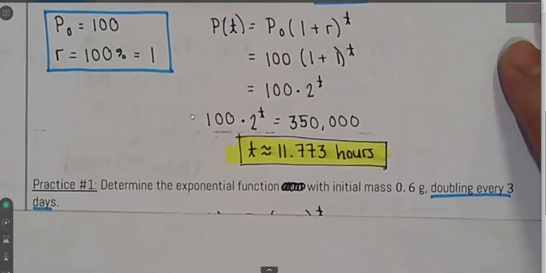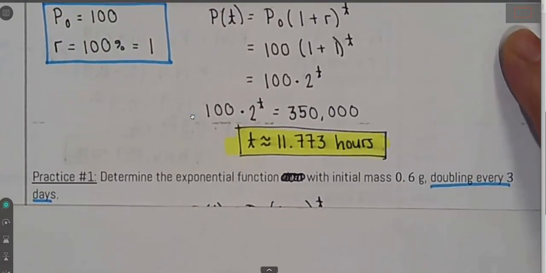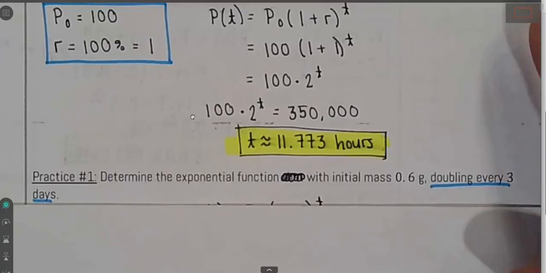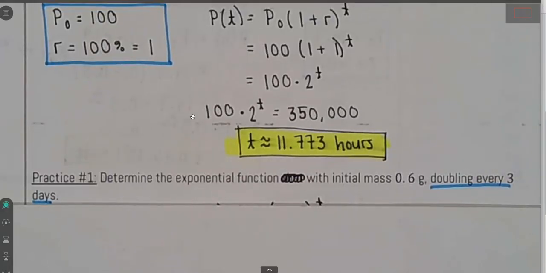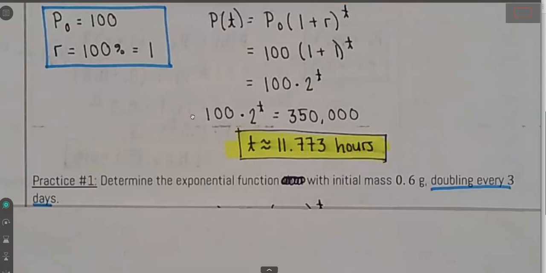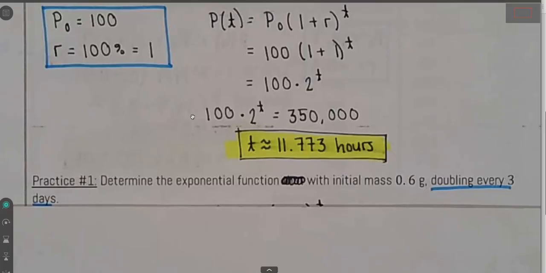All right. Practice number 1. Determine the exponential function with initial mass 0.6 grams, doubling every 3 days. Let's do this. Just give me the equation. Don't give me the answer yet, just give me the equation. Give me the exponential function.